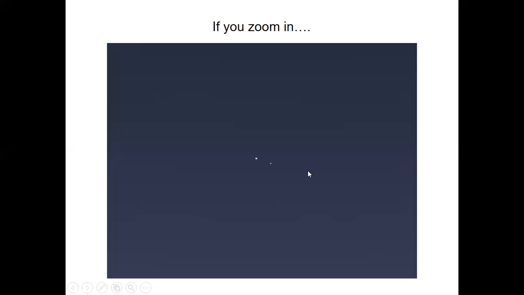Then if you zoom in, you see this binary system. So the Moon and the Earth, it's really a binary system. If you think about the Sun and Mercury, they are close to each other and orbiting around each other. We call those binary systems in the solar system.